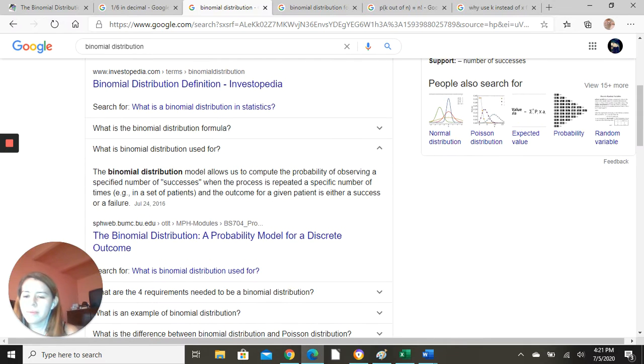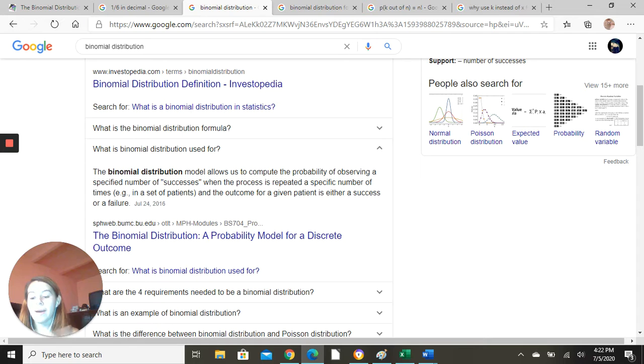So also, what is the binomial distribution used for? The binomial distribution model allows us to compute the probability of observing a specified number of successes when the process is repeated a specific number of times and the outcome for a given patient is either a success or a failure. So a lot of people like to use for binomial distribution examples, toss a coin 5 times and what is the chance of getting 3 heads? So that's how you find the probabilities. You use the formula and you get into looking for the chances.